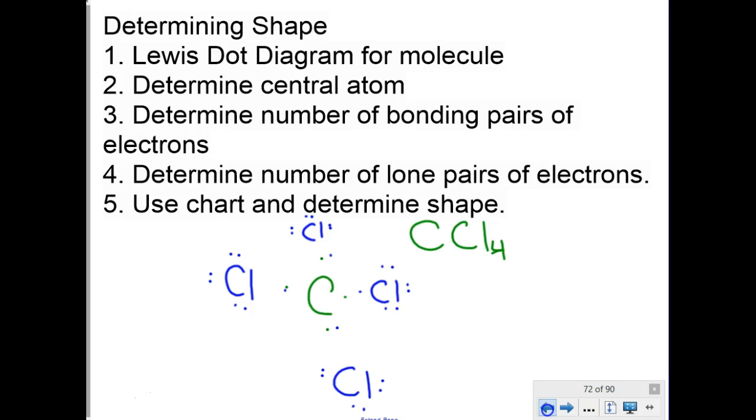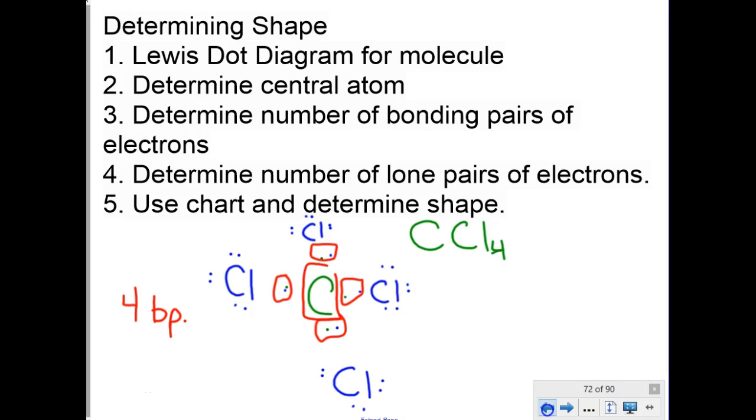You start off by doing your Lewis dot diagram. Number 2, determine your central atom, which you've already said is the carbon. How many bonding pairs of electrons are connected to that central atom? 4. We have 1 bonding pair here, 2nd bonding pair here, 3rd bonding pair here, 4th bonding pair here. So we have 4 bonding pairs of electrons.